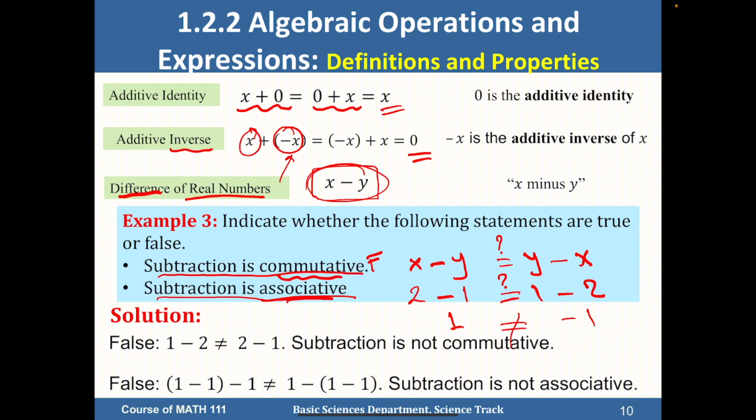Let's check three numbers, 1, 1, and 1. In the first case, I subtract the first two, then subtract the third one. So 1 minus 1 equals 0, and 0 minus 1 equals negative 1. In the other case, 1 minus 1 is 0, then 1 minus 0 equals 1. So negative 1 does not equal 1, so it's not associative.